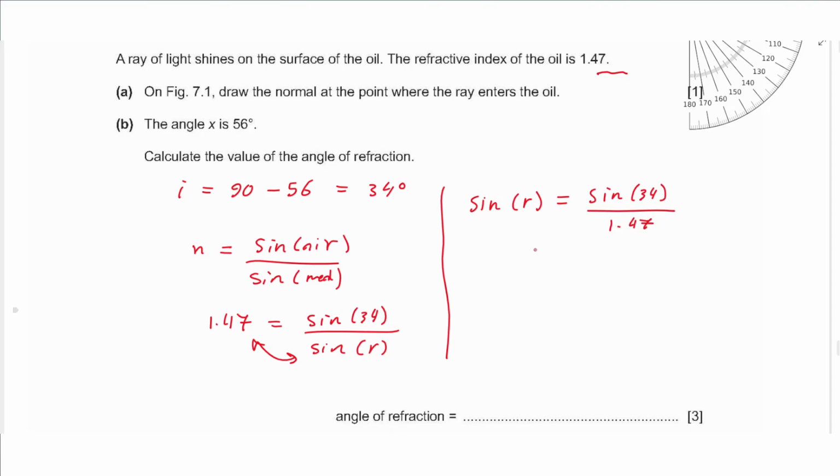Then we use shift sine on the calculator, or we calculate the inverse sine of this part here, which gives an angle of refraction of 22.358668, which we can approximate to 22 degrees.